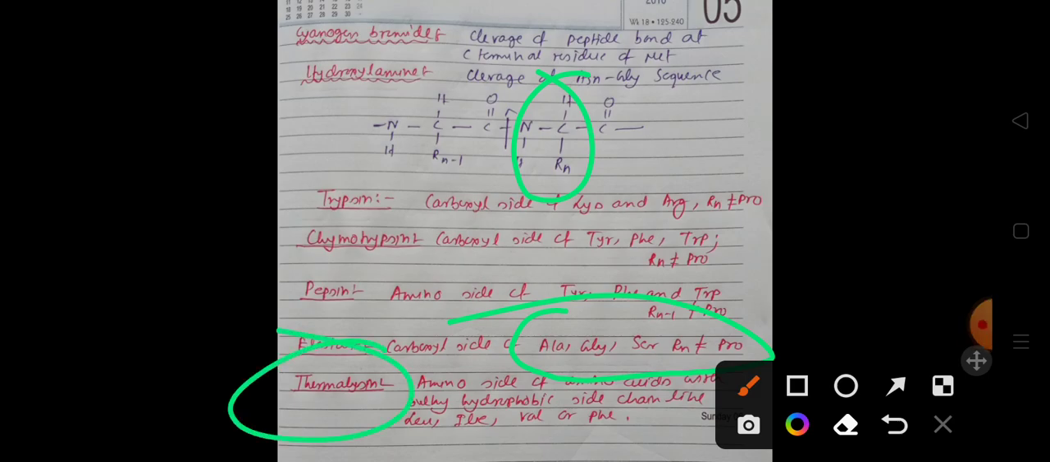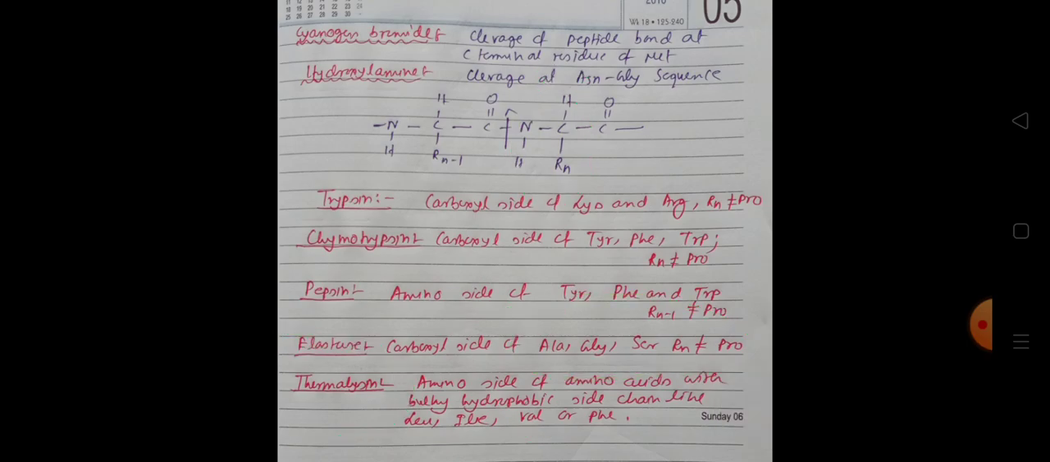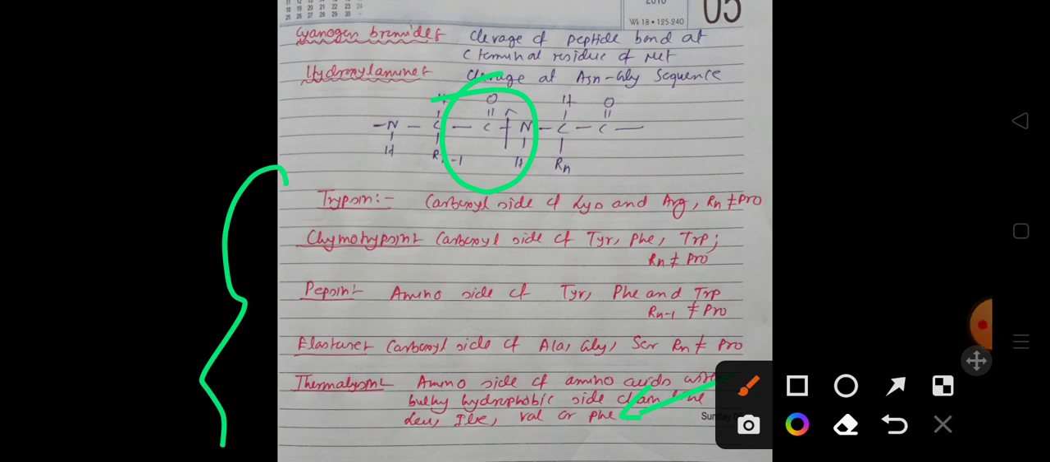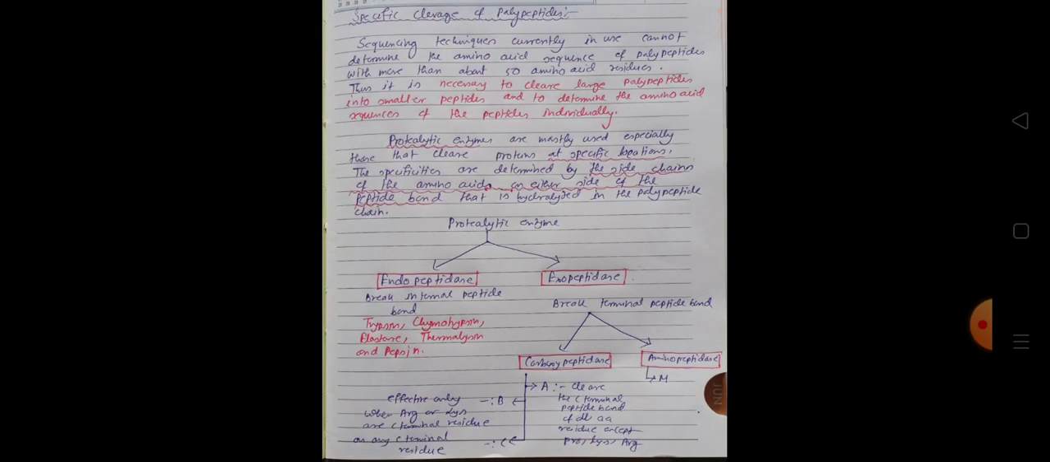And thermolysin will cleave before any amino acid containing a hydrophobic bulky side chain, for example leucine, isoleucine, valine, or phenylalanine. There is no condition mentioned here. So that is the idea, and that is why I told you that specificity is determined by what is present at the side chain of the amino acid on either side of the peptide bond. We have to remember these five things and cyanogen bromide to solve the problem of protein sequencing, which we will talk about in the next video. So that is the idea of specific cleavage of the polypeptide.